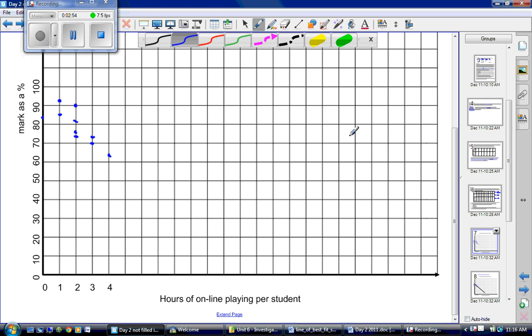Okay, so how would you describe it? That's something that you're going to have to figure out. What would you say for that? Well, you can say that it is negative because your slope is sitting here. You can say that it looks like it's probably going to be a strong correlation because these points are pretty close together. And you can say that there is a correlation.